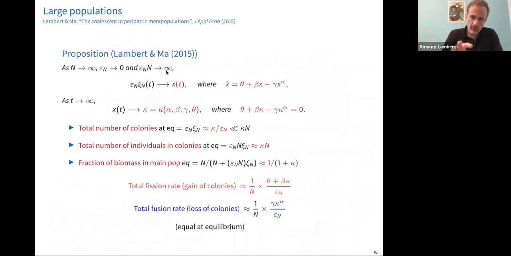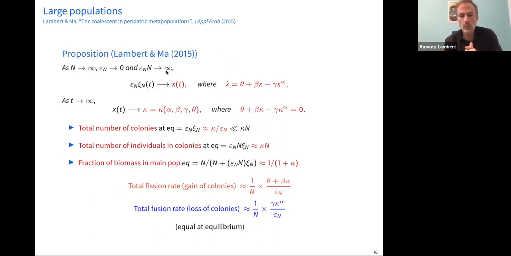And so with these parameters, what we obtained with Chunhama, who was a postdoc at the time in the SMILE group, is that in the asymptotic regime that I just described, epsilon times Xi, where Xi is the number of colonies, converges in a very classical Ethier-Kurtz type theorem towards the solution x of t to a differential equation, which is written on the right.